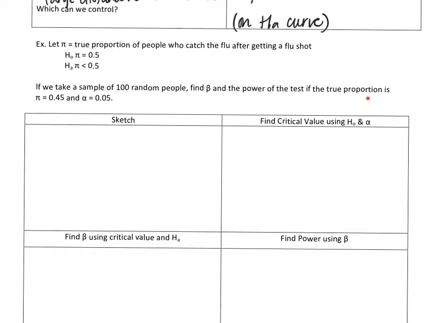Okay. Let pi equal the true proportion of people who catch the flu after getting a flu shot. Pi is equal to 0.5 and the alternate is less than 0.5. So if we take a sample of 100 random people, find beta and the power of the test if the true proportion is 0.45 and alpha equals 0.05.